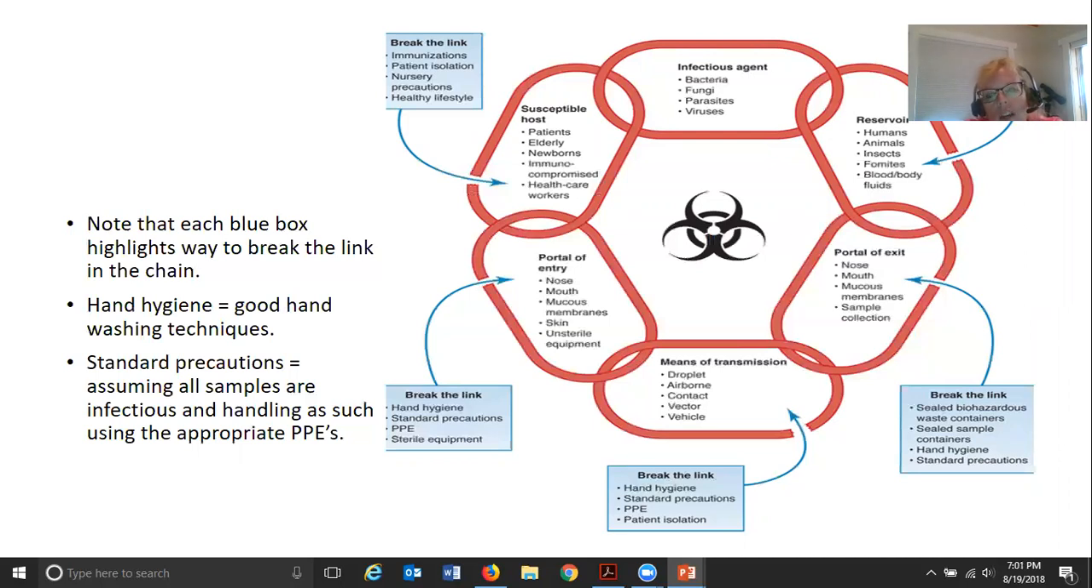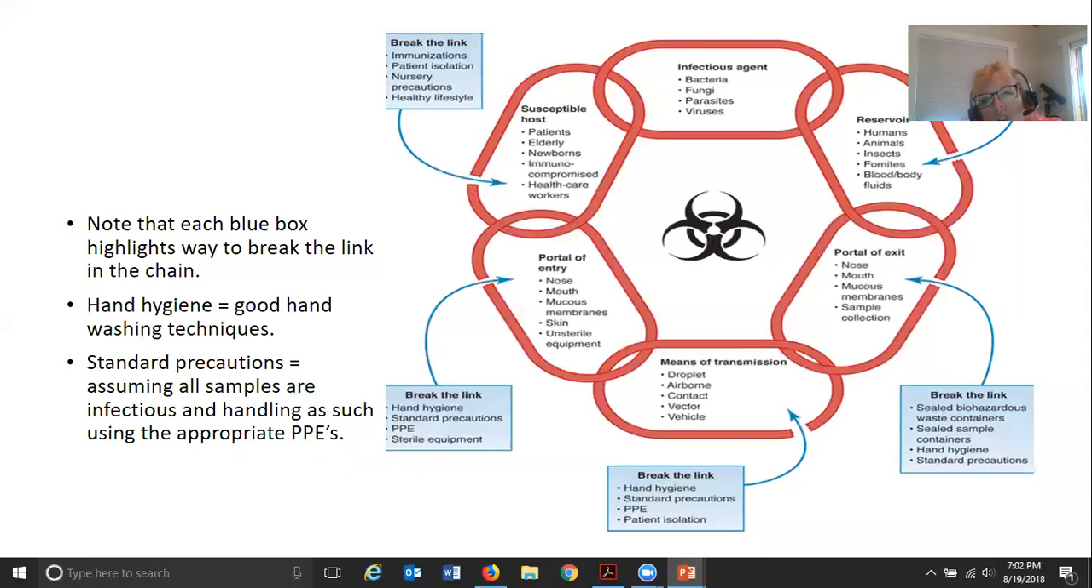You have to have a portal of entry. Germs have to get in somehow through the nose, the mouth, mucous membrane, skin, breaks in skin, or unsterile equipment. The best thing we can do to prevent infection is good hand hygiene. That includes hand rubs and hand washing, and also the use of standard precautions. We have certain ways that we handle infectious fluids. We have certain ways that we handle patients through the use of personal protective equipment, and depending on the patient's diagnosis, this may include such things as reverse isolation.